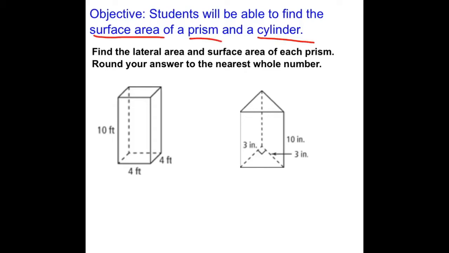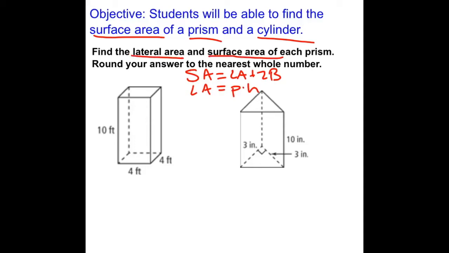In order to know how to find the surface area of these shapes, you need to know the surface area formula. So the surface area formula is the lateral area plus two bases for prisms and cylinders. Now there's also a formula for that lateral area. That's the perimeter of the base times the height of the shape. And I bring this up because they ask for the lateral and the surface area here.